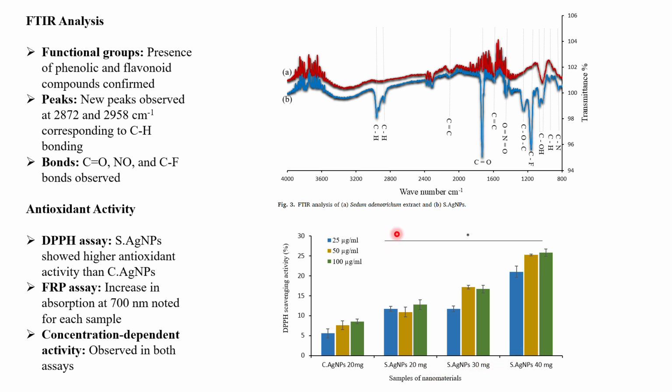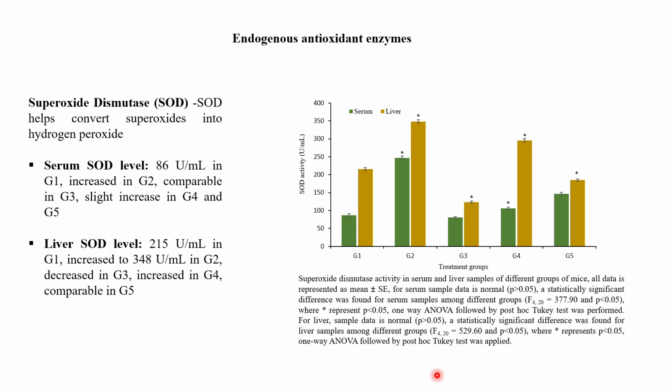So there is a statistically significant difference between the control and our experimental groups. Let's suppose the chemical AgNP is our control in this case, and we use 20 milligrams of the Sedum adenotrichum nanoparticles, 30 milligrams and 40 milligrams. As we increase the dose, the antioxidant activity also increases with the dose. It is dose dependent as well as concentration dependent.